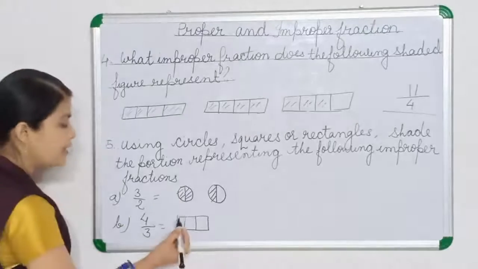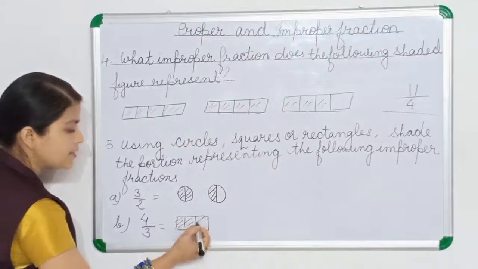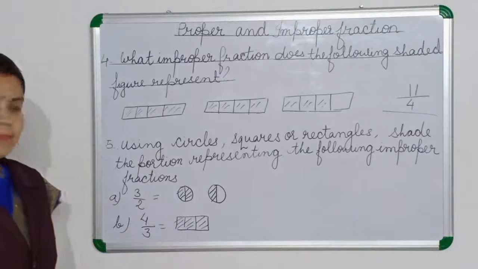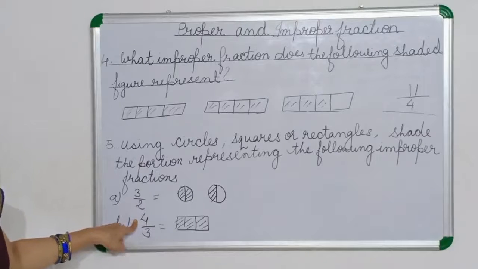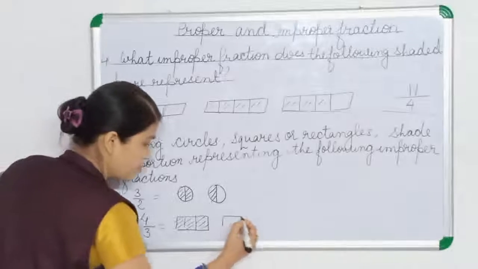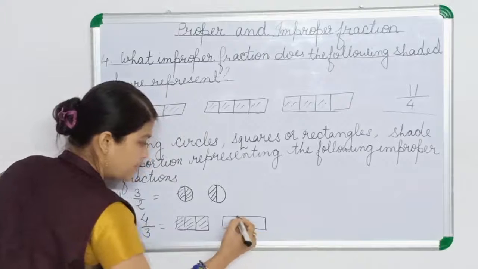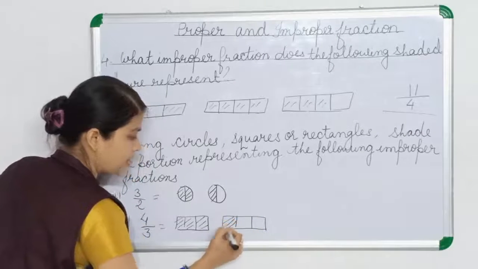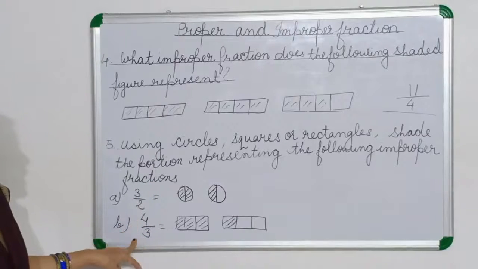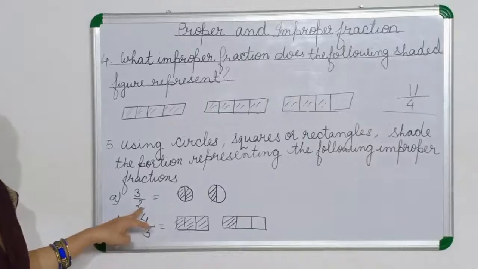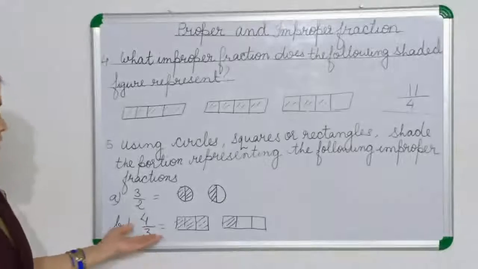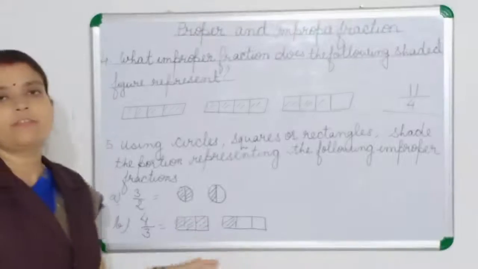Now here we have shaded all the 3 parts of this 3 equal parts. So it will become 3 by 3. Okay, that is whole only. But here it is given 4 parts of 3 equal parts. So we have to draw one more figure like this. Here one more whole I have drawn. But in this whole I will shade only one part, because we have to draw 4 by 3. We have to represent 4 by 3. So here it is 1, 2, 3, 4. So this is 4 parts of 3 equal parts.